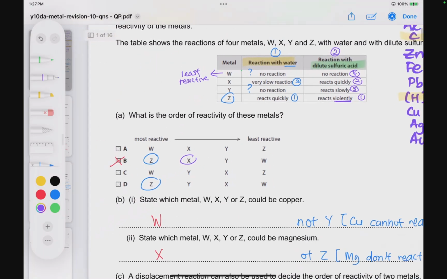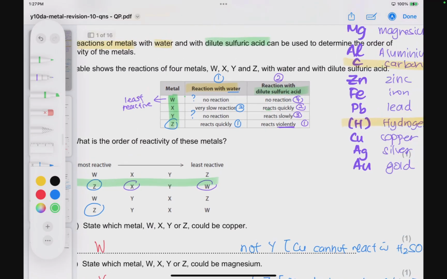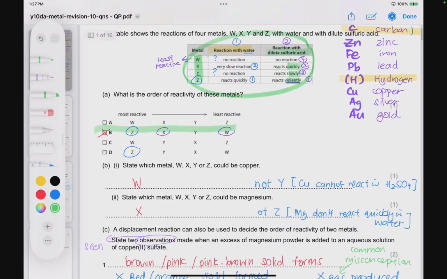Okay, so there you go. Just like that, you would be able to obtain B as your answer for this question. So when it comes to this kind of question, don't assign any real metal to W, X, Y, Z. They are not real metals, but you're supposed to just use the data in the table to guide you. And basically, it is the keywords in the data to describe the reaction that guides you on the reactivity. Okay, next one. We're looking at the next question, which metal could be copper?